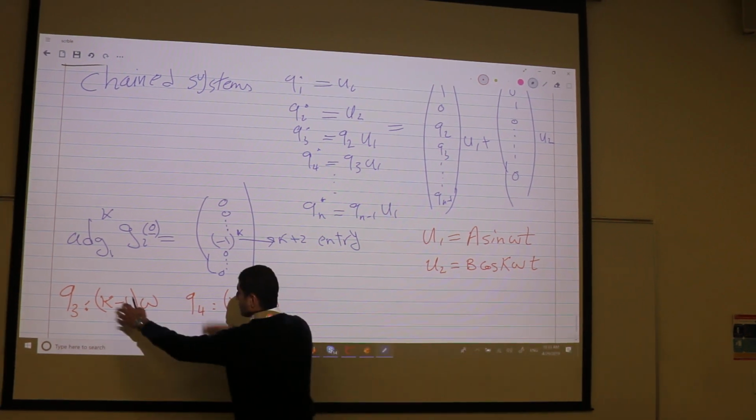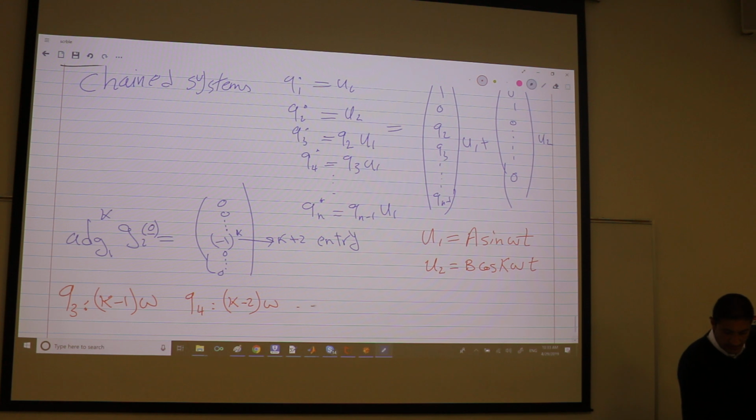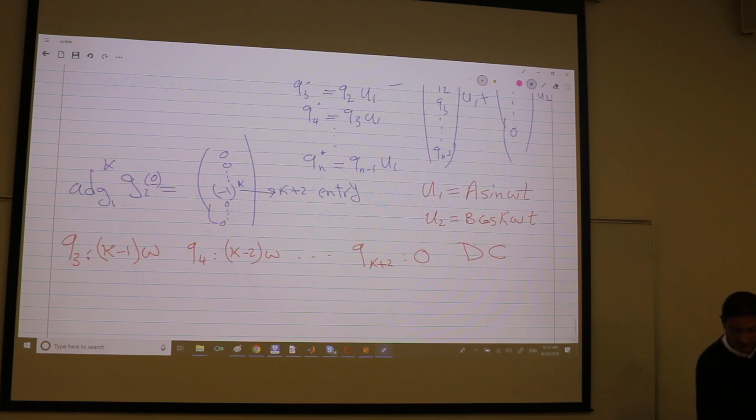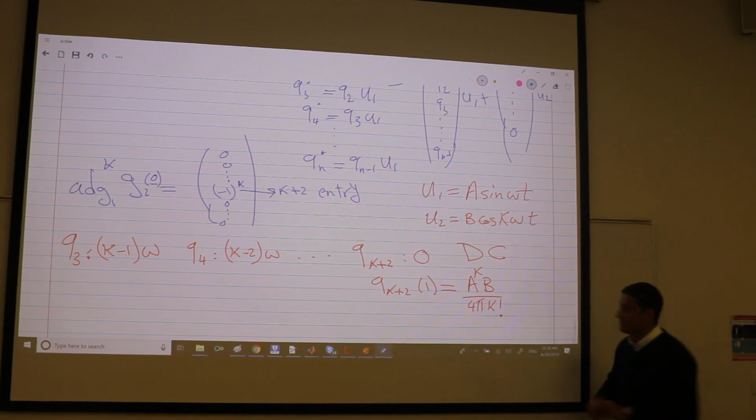If this is non-zero, these guys will have no net shift until the k plus 2 will have a 0, which means a DC net shift. And the net shift actually is q_{k+2} at time 1 is a to the k b over 4 pi k factorial. So you can adjust the a and b to get whatever you like.